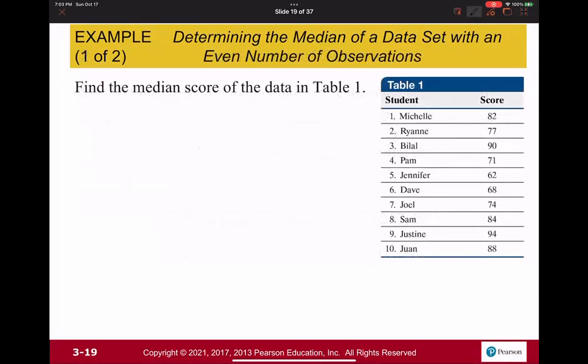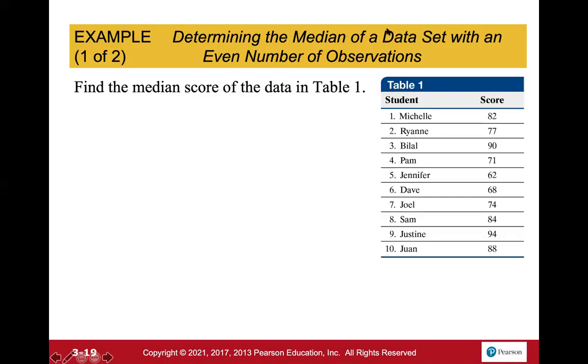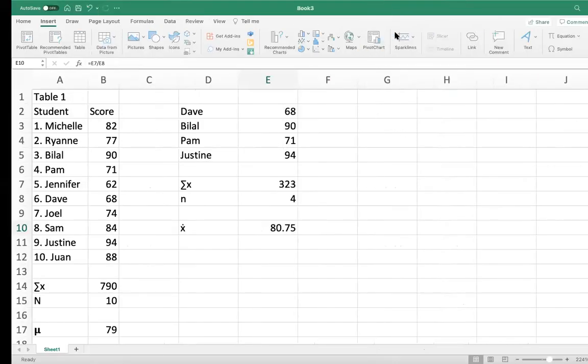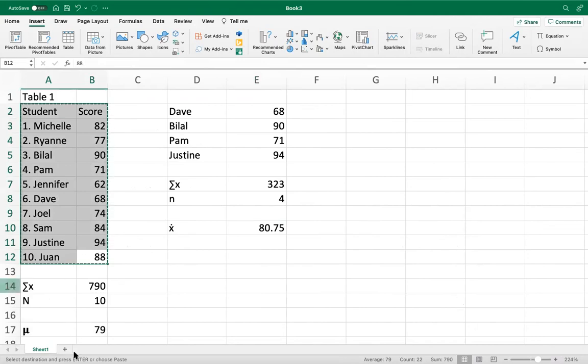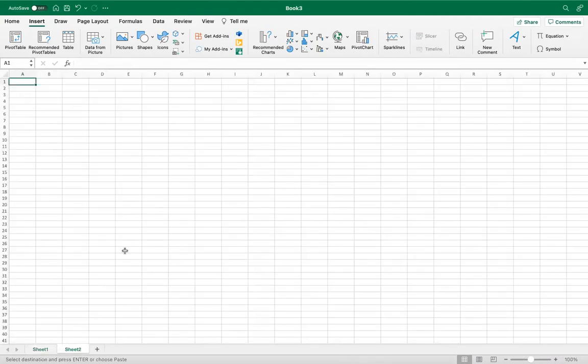All right, so next, find the median score of this data set. Again, I'll show you how to do this in Excel to make it a little bit easier. Since we already have the data over here, we can just slide right on over. Let's copy this data and take it to another page just so we're not confused with the original data.